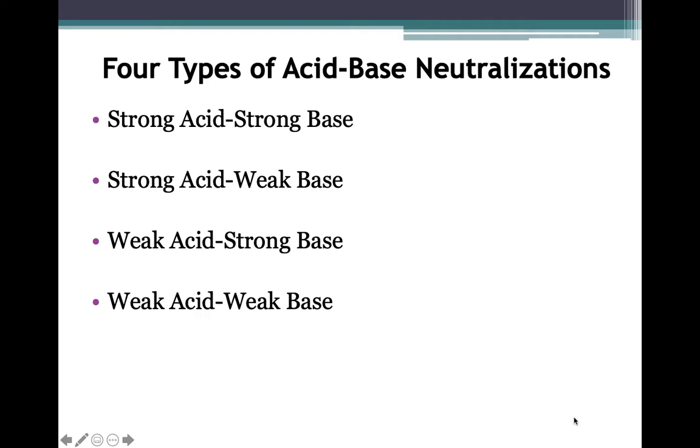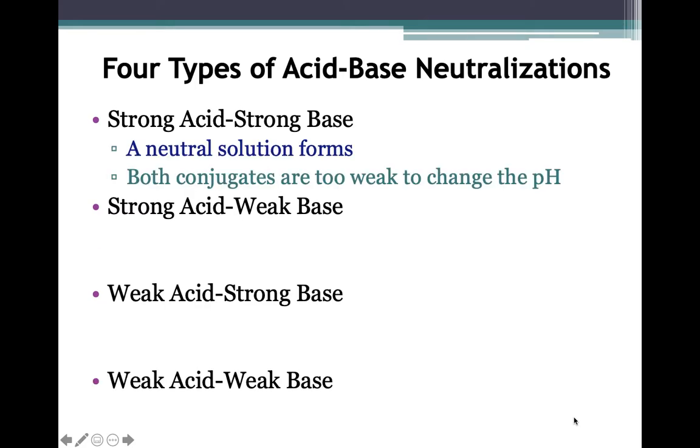When we have a strong acid with a strong base, we will result in a neutral solution because both conjugates are too weak for any change in pH to be detected. The strong acid completely dissociates in water and will not reverse its reaction to reform that acid. And the strong base completely dissociates and it will also not reform into the base. The next two are the ones you're going to have to worry about, and I will never give you the last one.